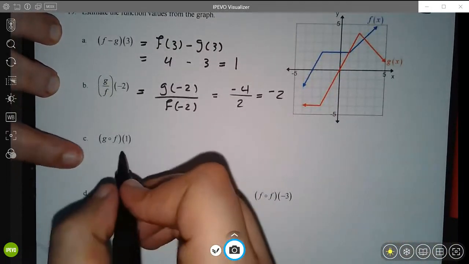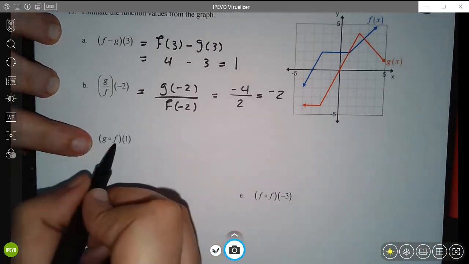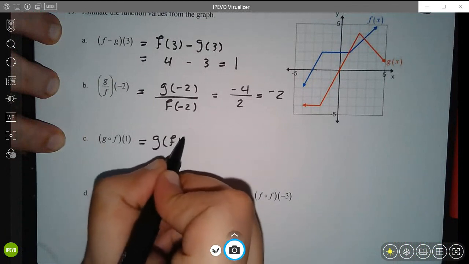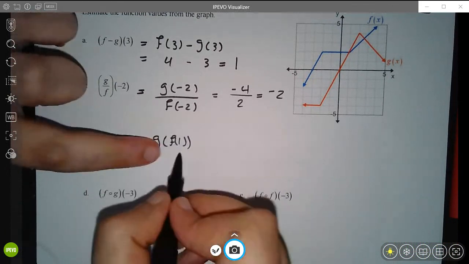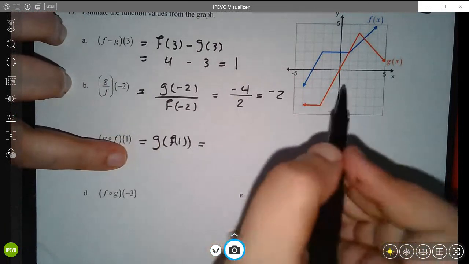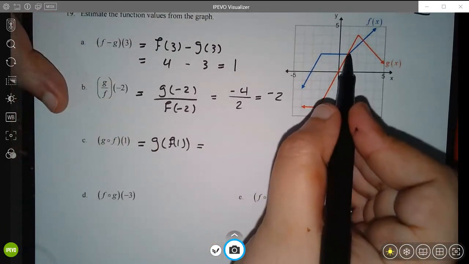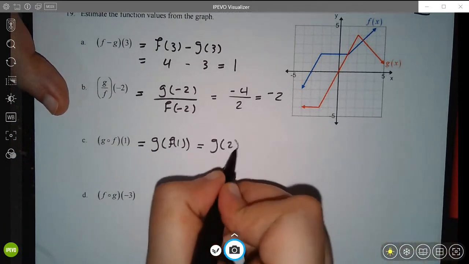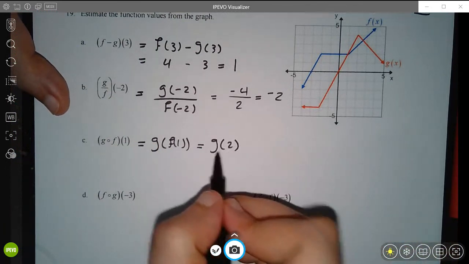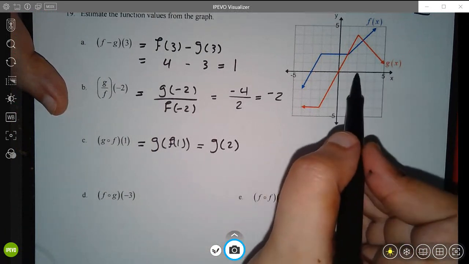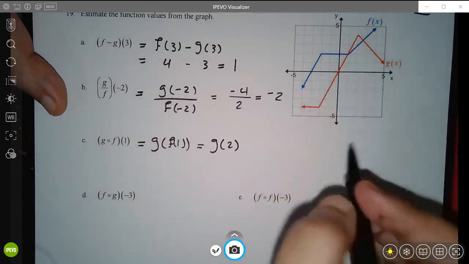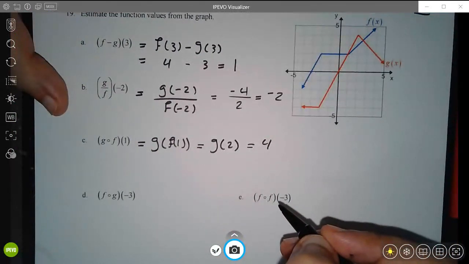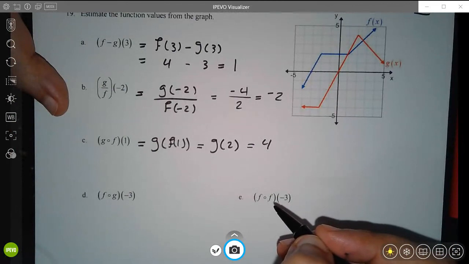How about this one? Now we have composition, f and g of 1. So this is g of f of 1. First we need to find f of 1. Where's 1? 1's right here. F is going to be over here, which is 2. So this is g of 2 now, since f of 1 is 2. G of 2: the x is 2 right here. G is all the way over here, at the value of 4. So the answer is 4.